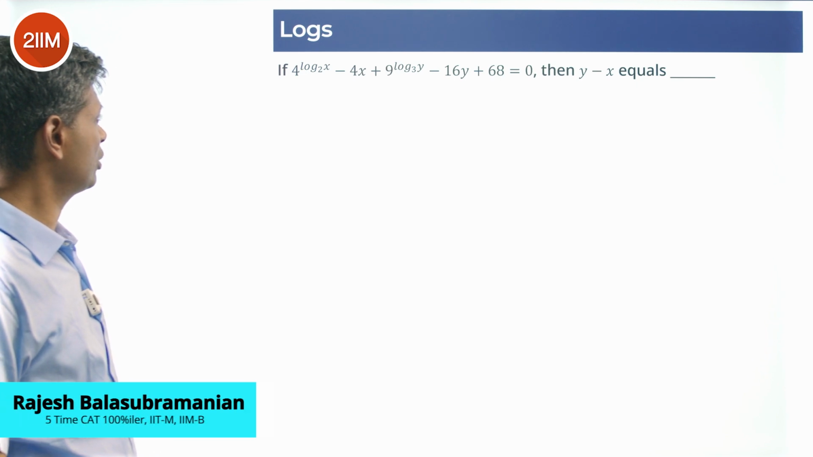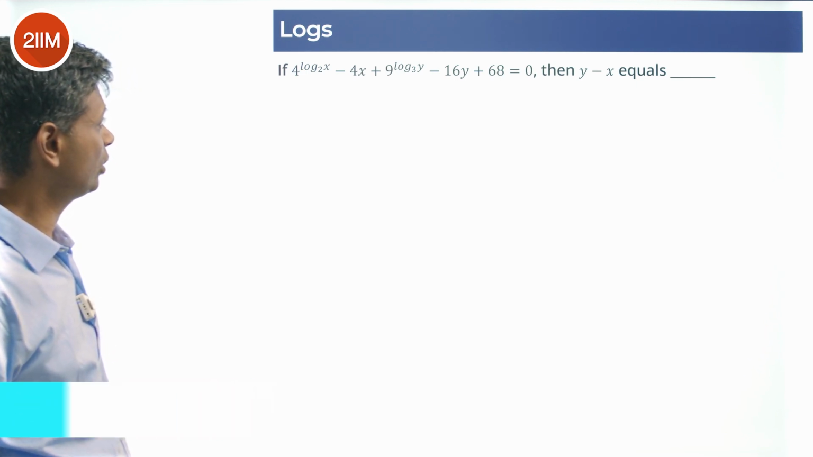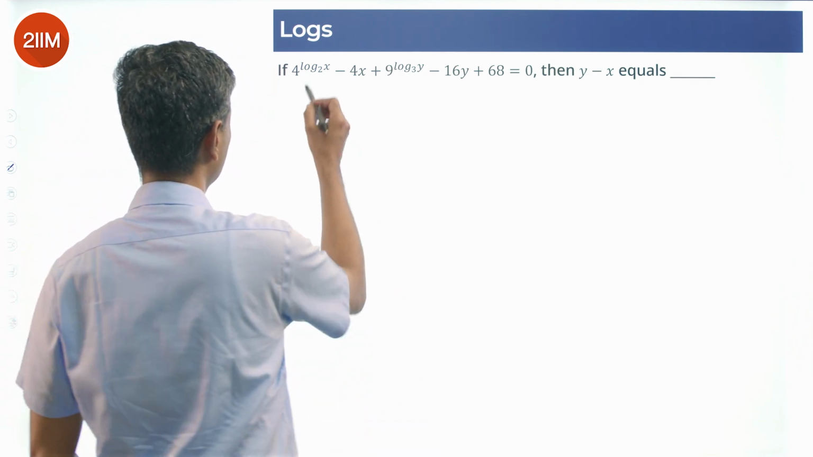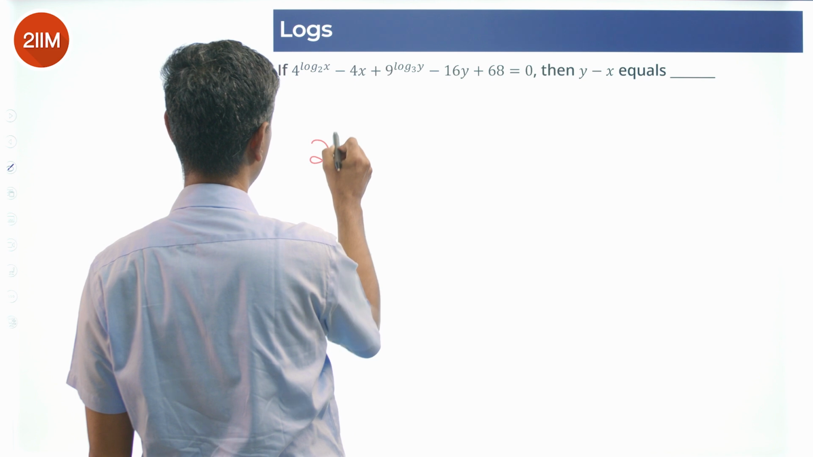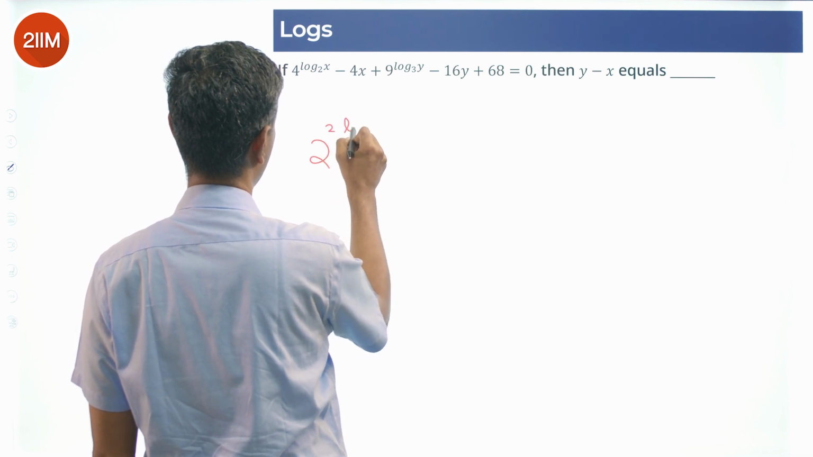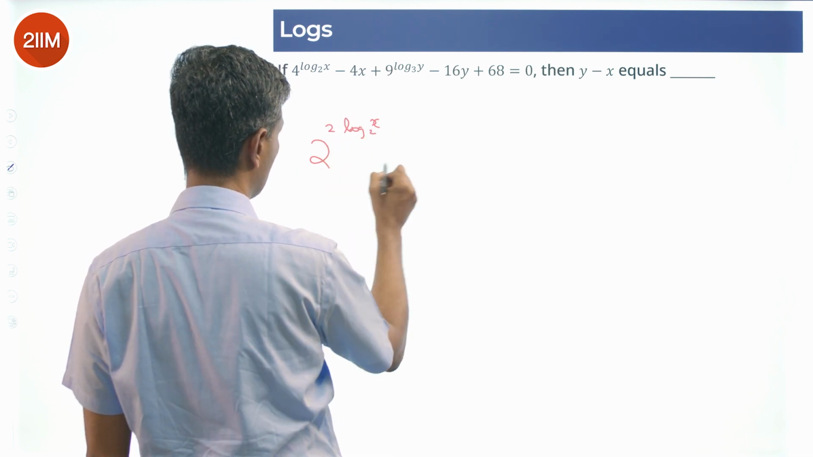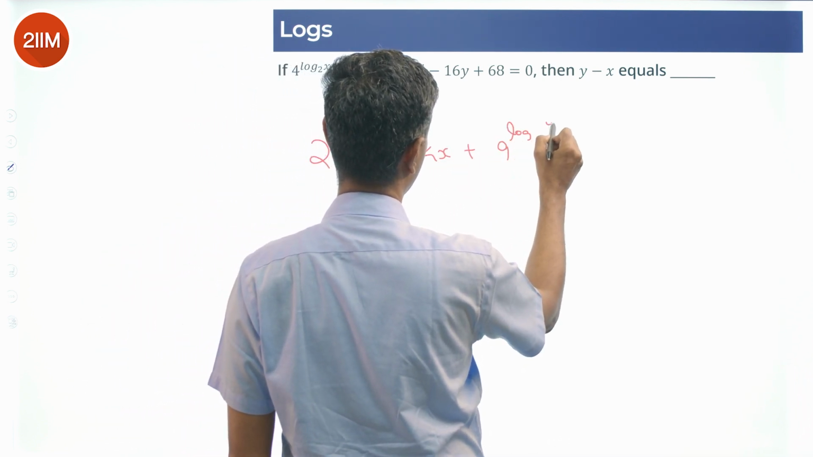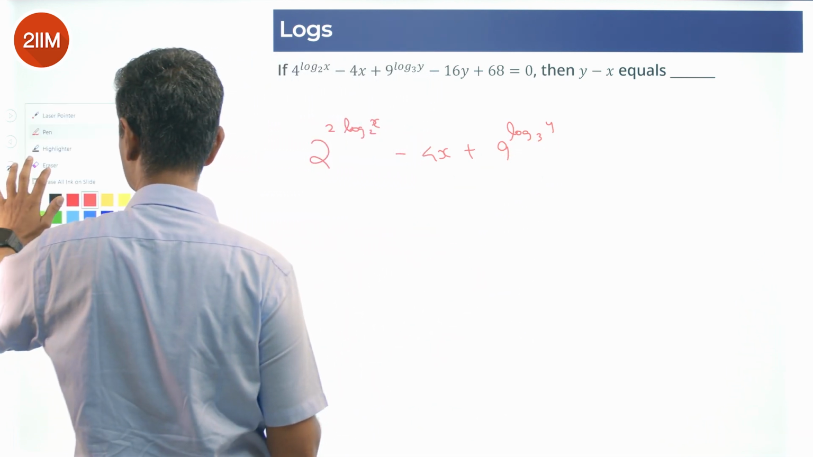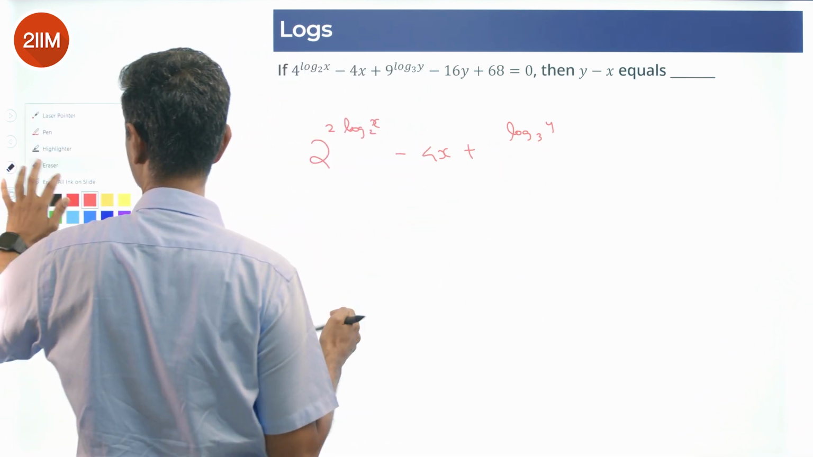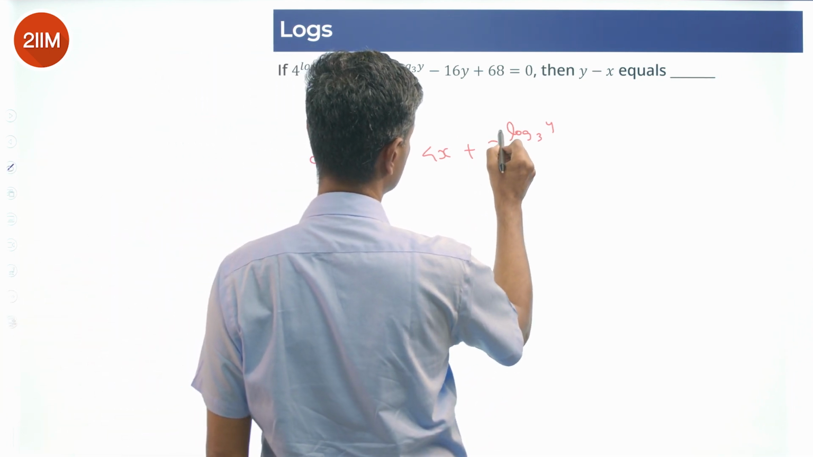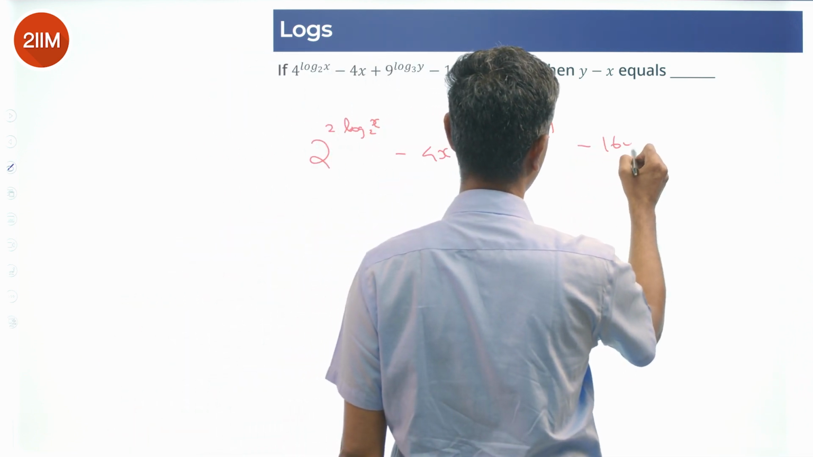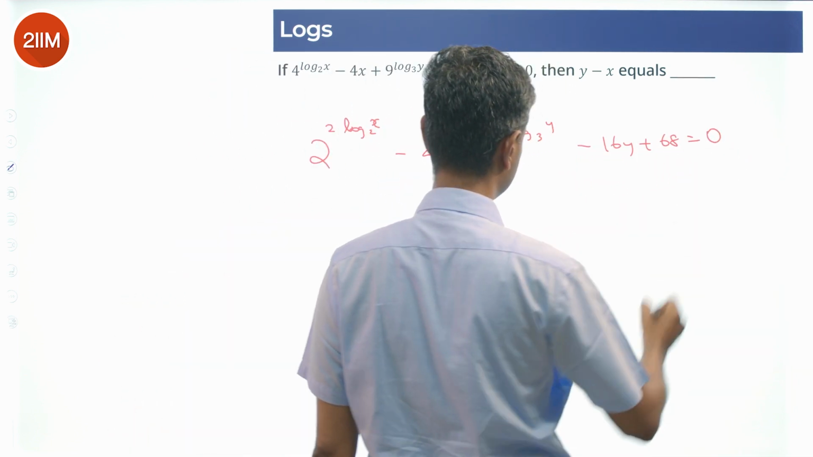4 power log x to the base 2 minus 4x plus 9 power log y to the base 3 minus 16y plus 68 is equal to 0. Very nice. 4 power log x to the base 2, 4 is 2 square, minus 4x plus 9 power log y to the base 3. I'm going to write 9 as 3 square, minus 16y plus 68 is equal to 0.